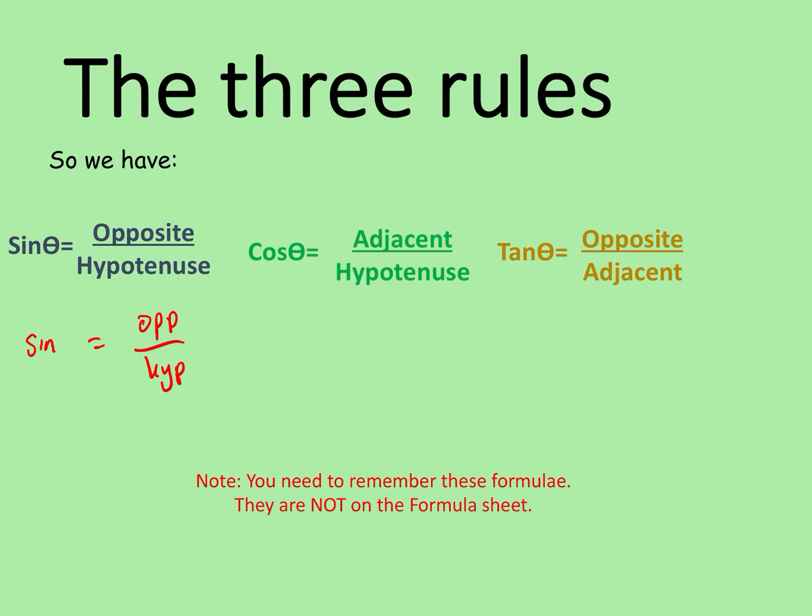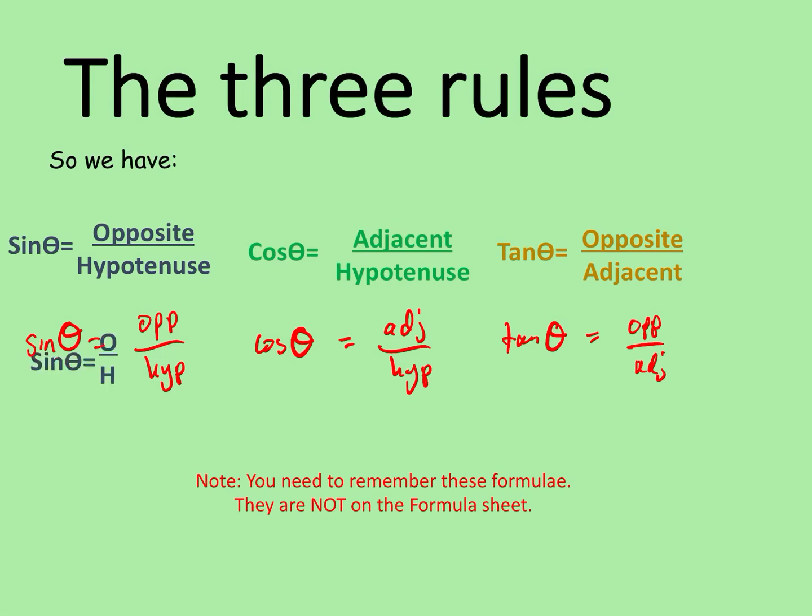What we're saying is the sine of your angle is equal to the opposite over the hypotenuse. The cosine of your angle is equal to the adjacent over the hypotenuse. And the tan of your angle is equal to the opposite over the adjacent. For some reason, students forget the angle. And of course, that's the most important part. Okay, so there we go. We've got them written there.